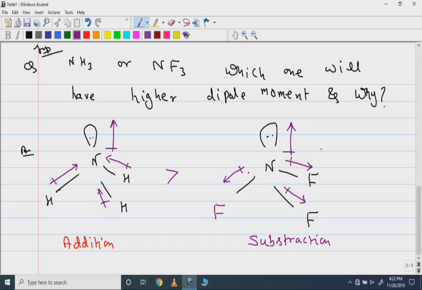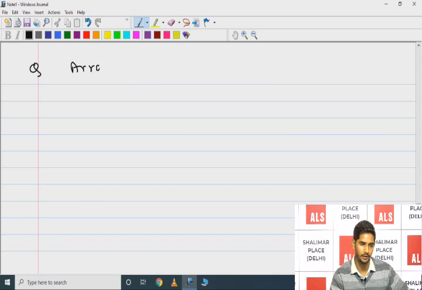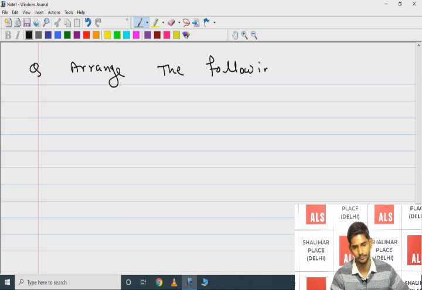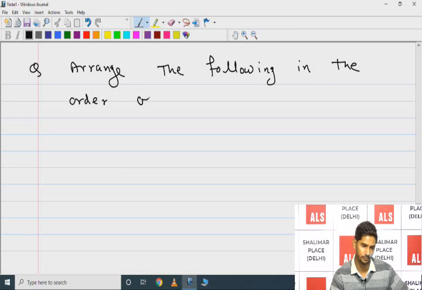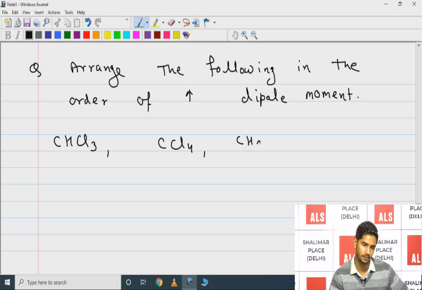Okay, next question for you. Our shape will be drawn like we have just done previously. Arrange the following in the order of increasing dipole moment: CHCl3, CCl4, CH2Cl2, CH4.